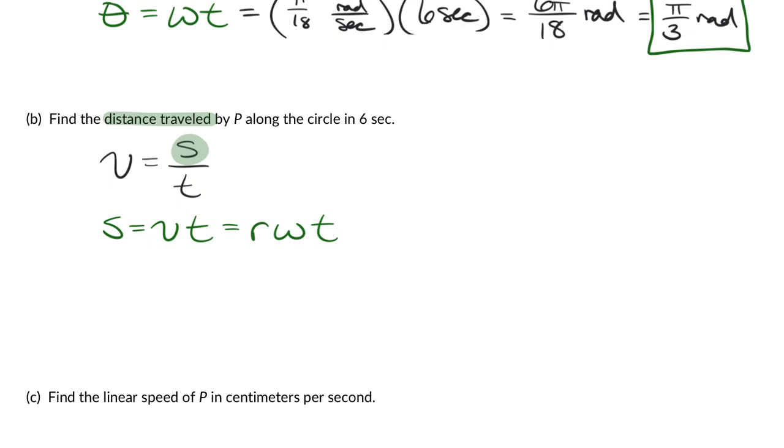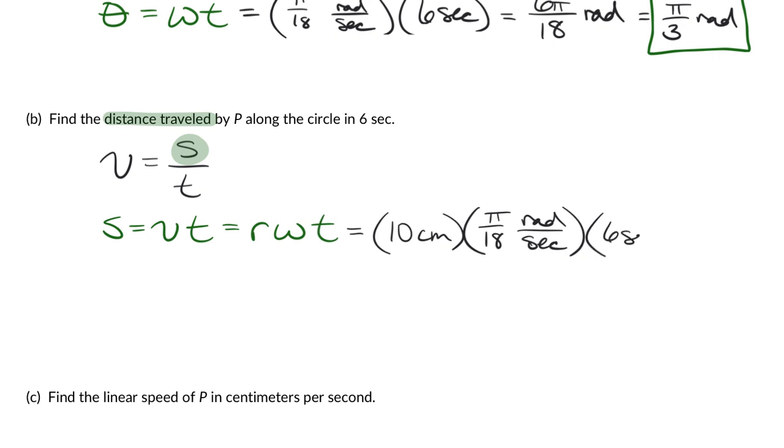Okay, let's fill in what we know. We know the radius is how much? 10 centimeters. We were given that in the problem. What was omega? Pi over 18 radians per second. And what is our time? 6 seconds. Okay, we just need to multiply all these together, but let's figure out what units we're left with. Okay. Are the units going to cancel? Yeah, seconds are going to cancel out. One on top, one on bottom. They're going to be gone.